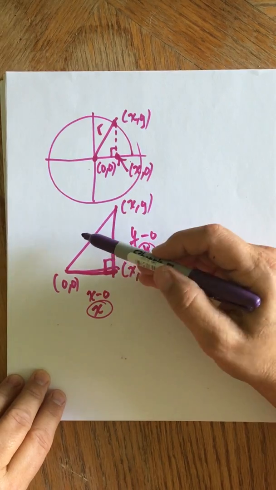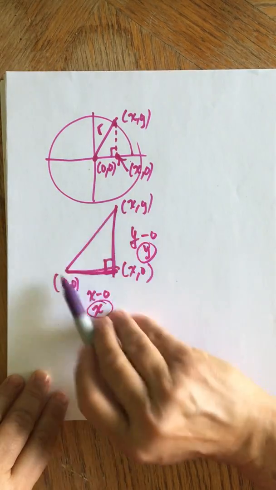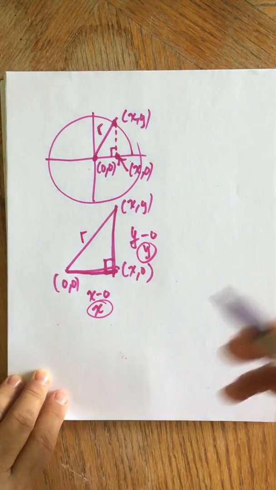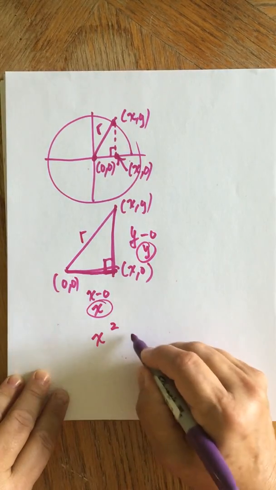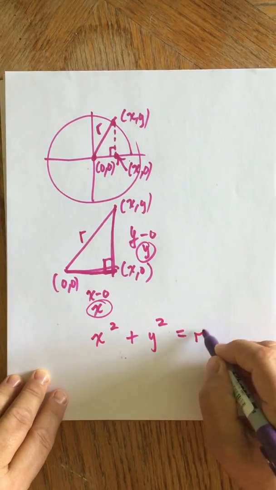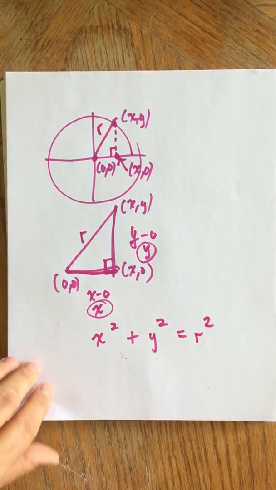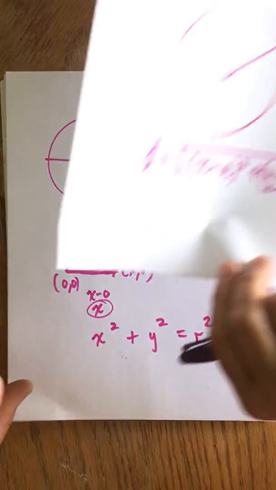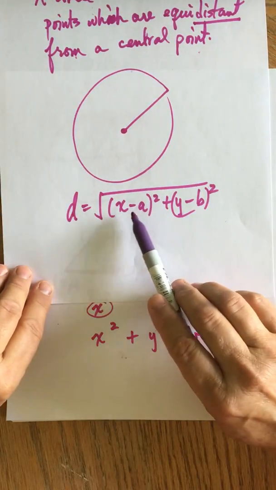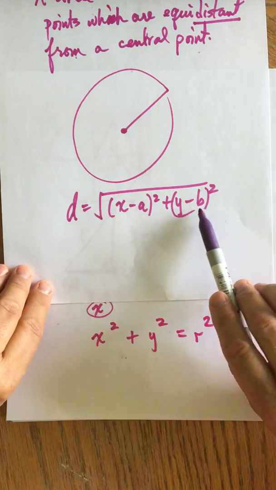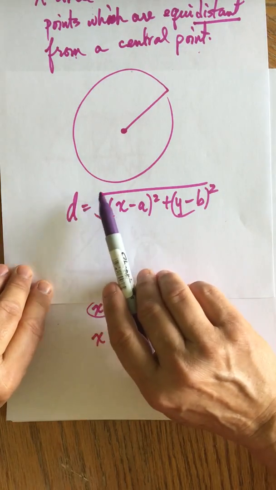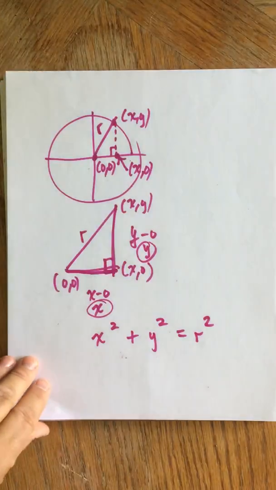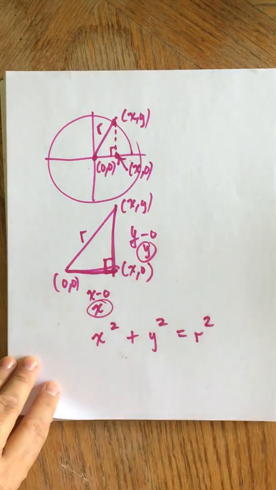I can call this d or r or whatever I want, but I can use the Pythagorean theorem. This is a right triangle, and if I call that the radius, I'd have x squared plus y squared is r squared. There you go. And if I wanted to apply the distance formula, I would say x minus 0 squared plus y minus 0 squared, but then I could square both sides and have r squared, where r is the distance. So again, this is really just the Pythagorean theorem.